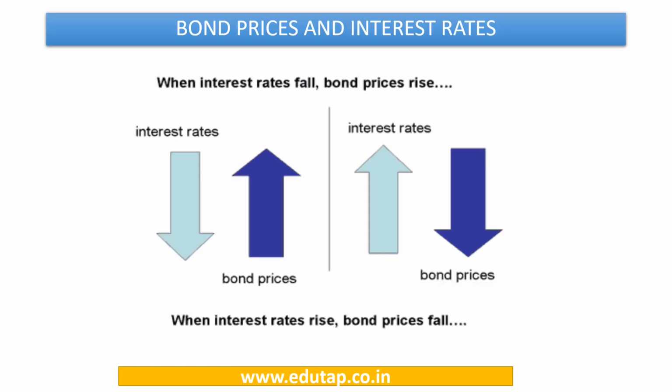So this is the relation between the bond prices and interest rates. When the interest rates in the market fall, the bond prices rise, and if the interest rates in the market rise, the bond prices fall. So there is an inverse relationship between the interest rates in the market and the bond prices. So this is something which we have to remember. This is the crux of this particular discussion we have had.